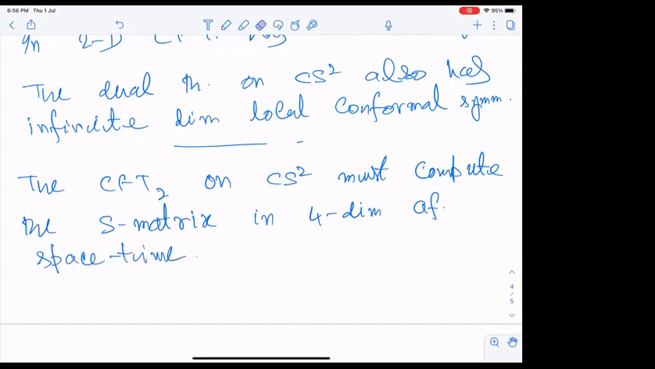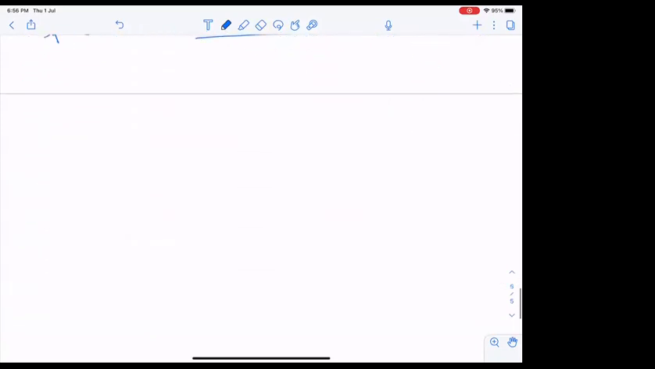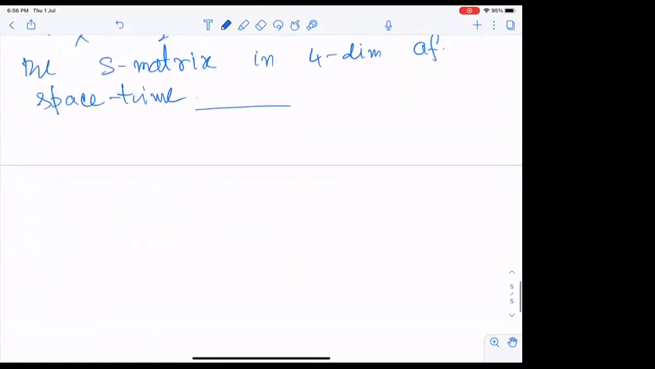Okay, so this is the dual. The dual CFT2 on CS2 must compute the S matrix in four-dimensional asymptotically flat space-time, and if you can find a conformal field theory which does this job, then what you have found is essentially the dual of string theory or quantum gravity in flat space-time. Okay, so now I will describe some ways in which one can try to do this.